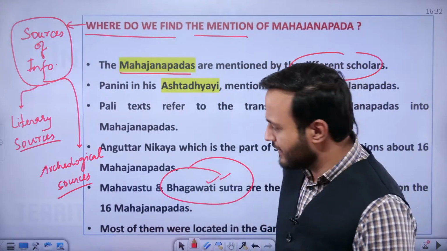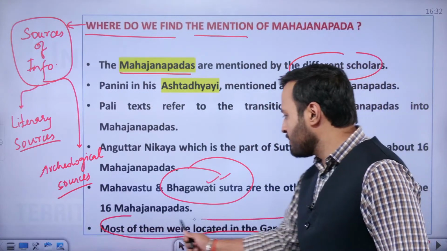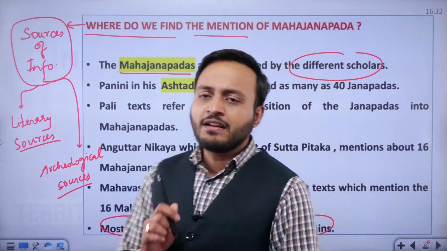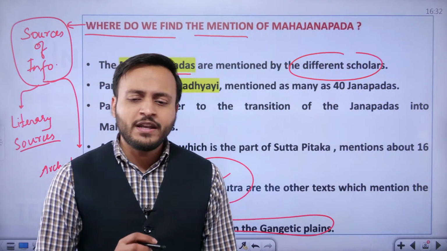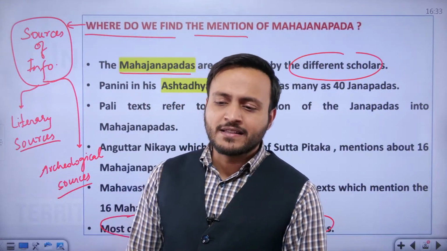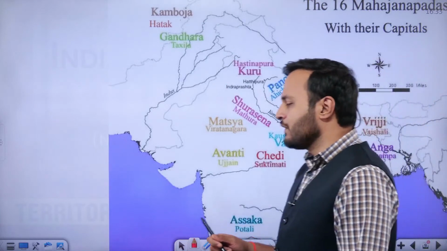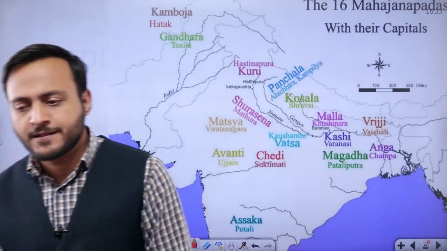But one thing is clear, that most of them were located in the Gangetic plains. That is definitely clear. We cannot ignore this fact that most of them were present in the Gangetic plains. Alright everyone. So this map gives you a better idea about the location of the different Mahajanapadas.